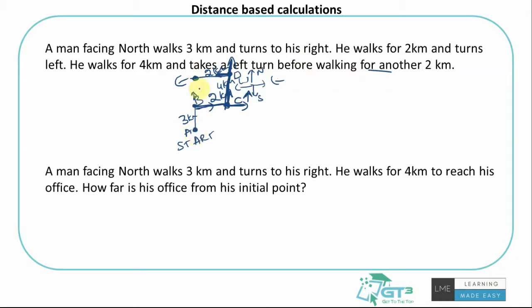And now the question would ask how far the person is from his starting point. So this is the starting point, so you should draw a straight line joining both.